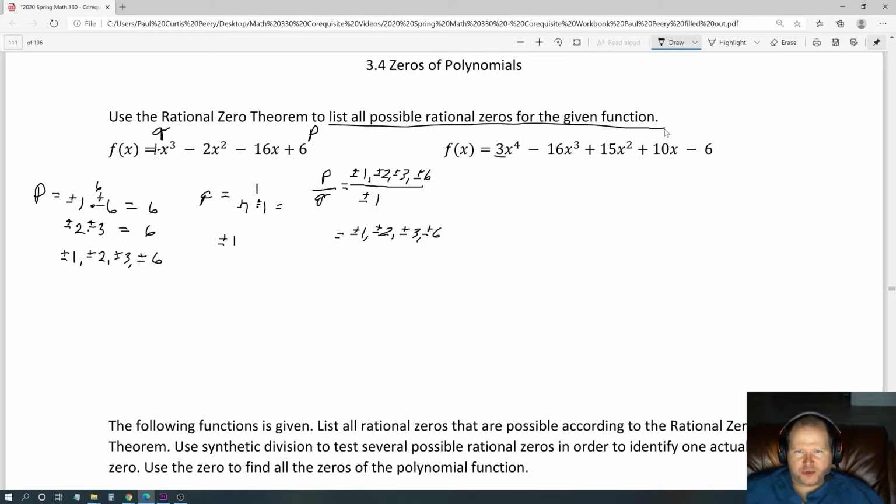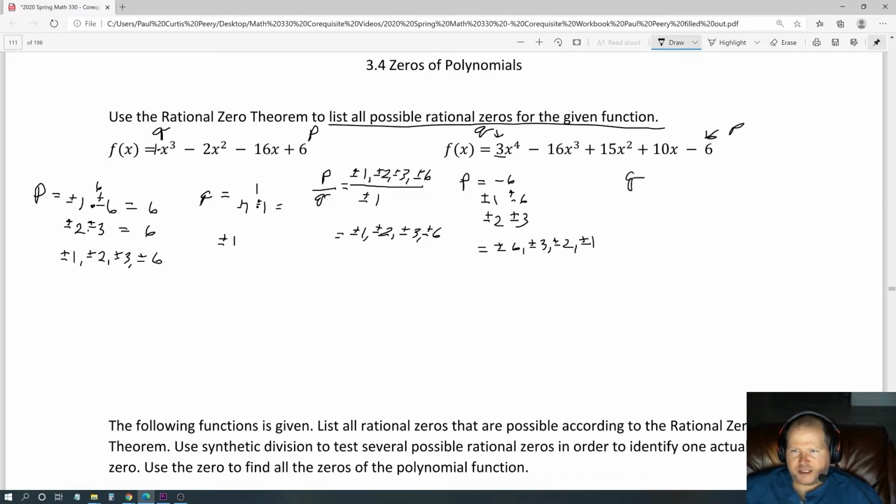Okay, so the next one we're going to get our q from this, 3, and we are going to get our p from the 6. Okay, so here we go. So what we are going to do is break apart the p, and p is equal to negative 6. We break that up into 1 and 6, 2 and 3, with all the pluses or minuses. So p in this situation is the same as the previous one, in that we have plus and minus 6, plus and minus 3, plus and minus 2, plus and minus 1.